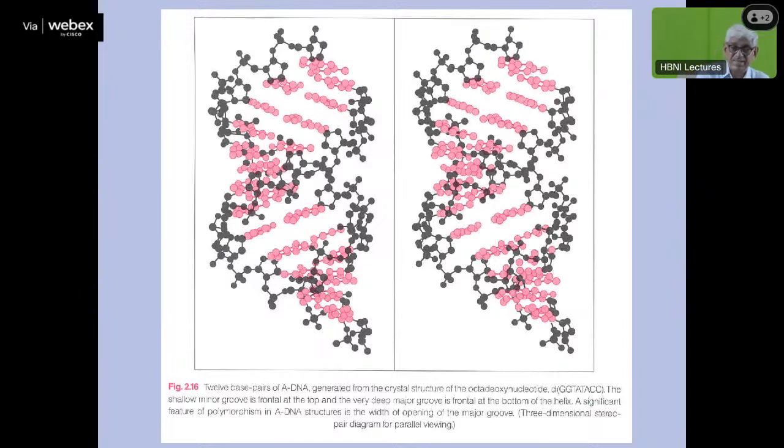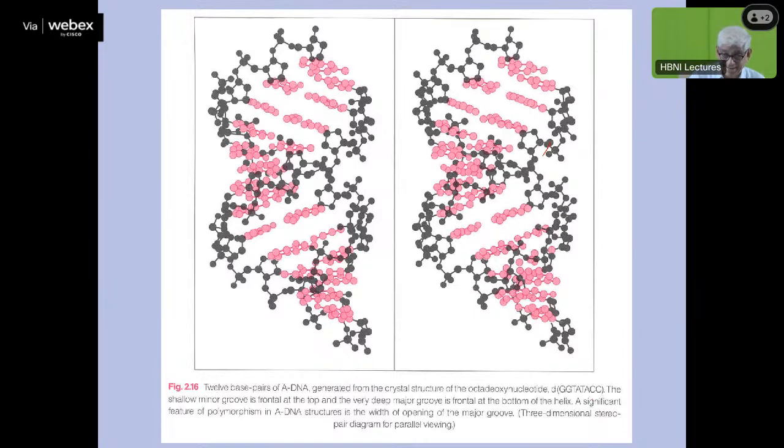Okay, so this is the classic stereo picture, and all these pink ones are the base pairs. The black is the backbone. The two chains are running like this. One is running like this, the other one is running like this. This is one chain, the other one is like this. So these two chains are running in this manner.